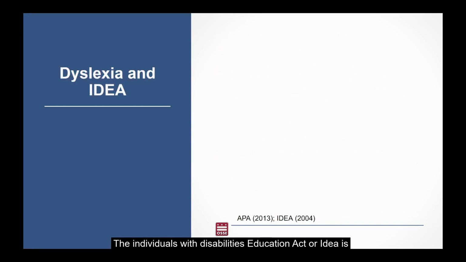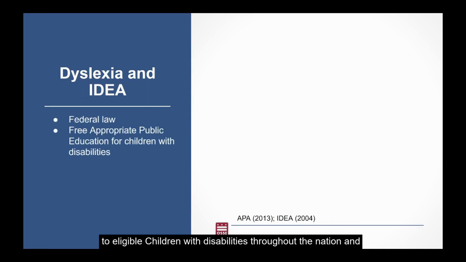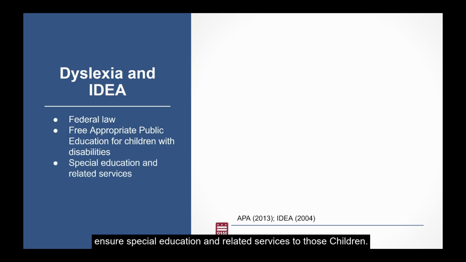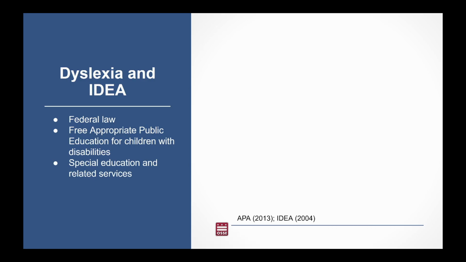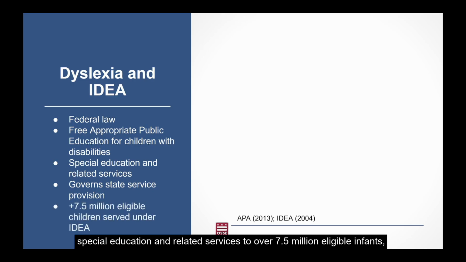The Individuals with Disabilities Education Act, or IDEA, is a federal law that provides free appropriate public education to eligible children with disabilities throughout the nation and ensures special education and related services to those children. IDEA governs how states and public agencies provide early intervention, special education, and related services to over 7.5 million eligible infants, toddlers, children, and youth with disabilities, as of school year 2018 to 2019.